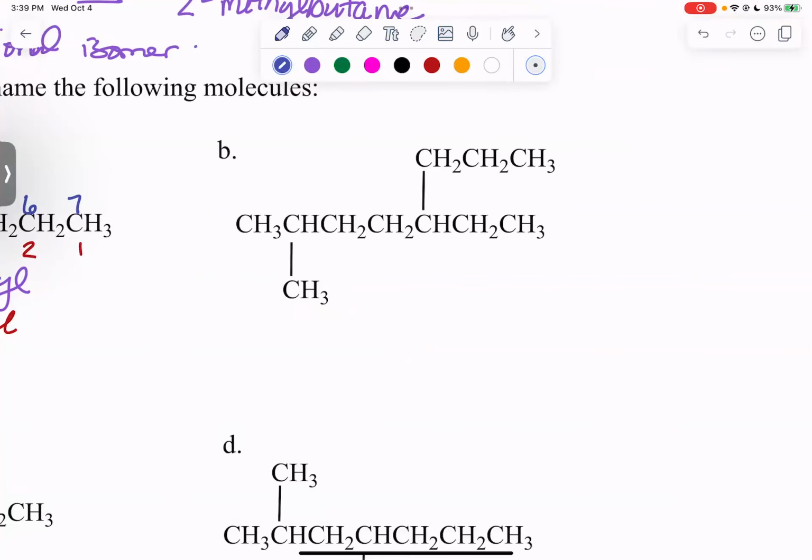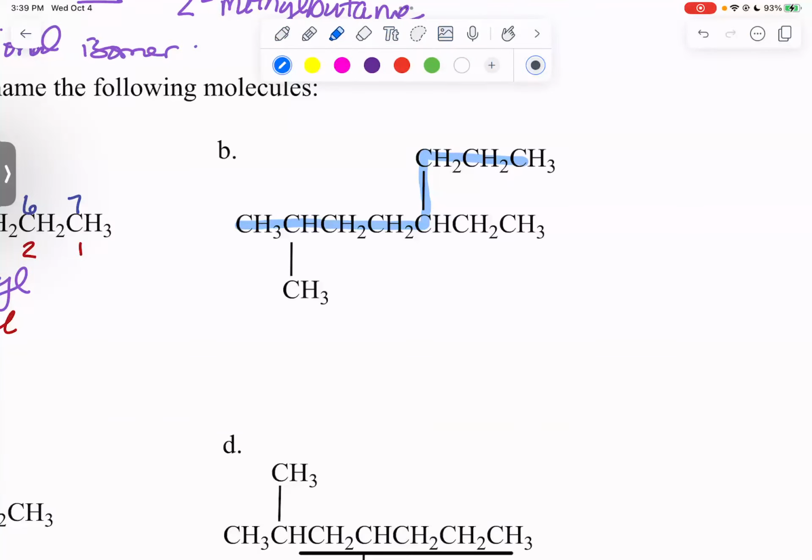All right, let's look at another one. When I try to find my longest continuous chain, my parent chain, I could start coming over here. That's 1, 2, 3, 4, 5, 6, 7. That's one way I could do it, and I would get 7. I could go 1, 2, 3, 4, 5, 6, 7, 8. Oh, that gives me something a little bit longer, right?